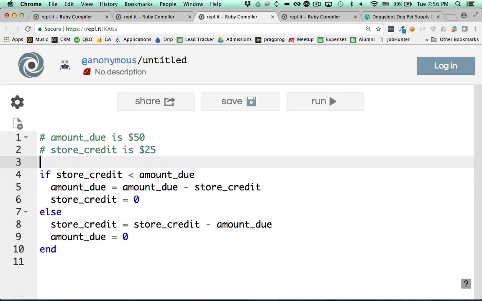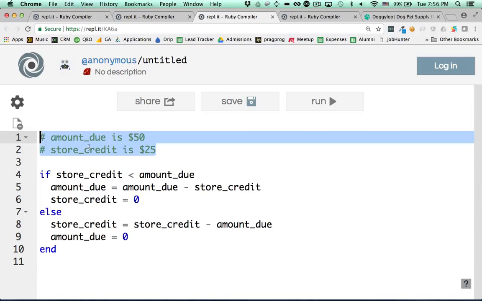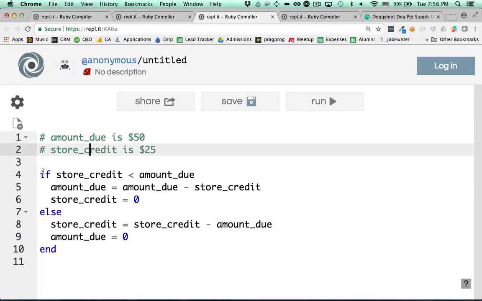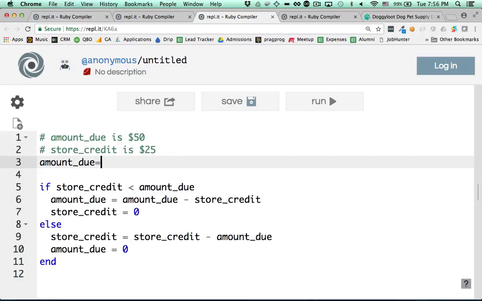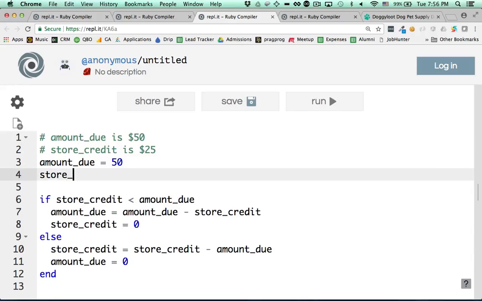If your store credit is less than amount due, which is the case in this example, and someone pointed out correctly in their Slack to me that this code actually will throw an error because none of these variables have been defined yet. But this is taken from the middle of a greater context of code. So just imagine we established them here: amount due is 50, store credit is 25, and then it would run.